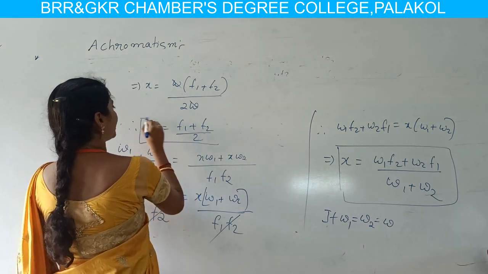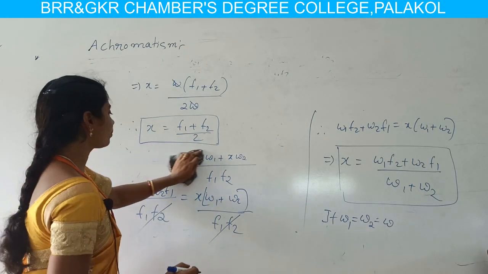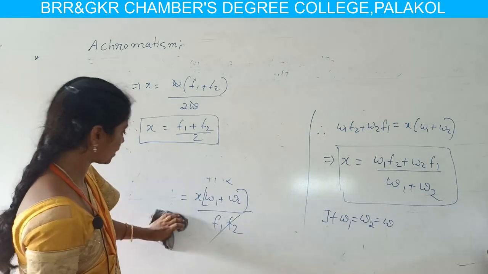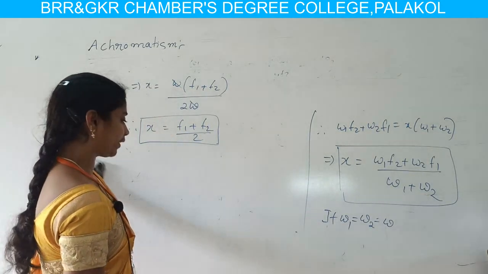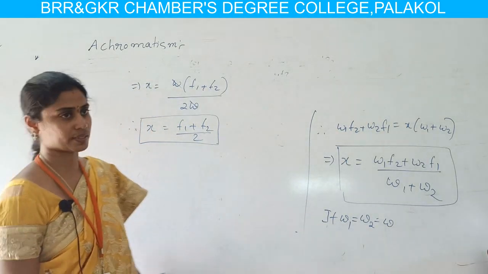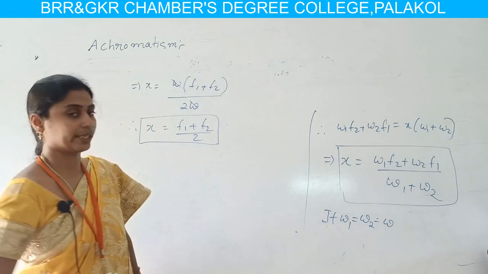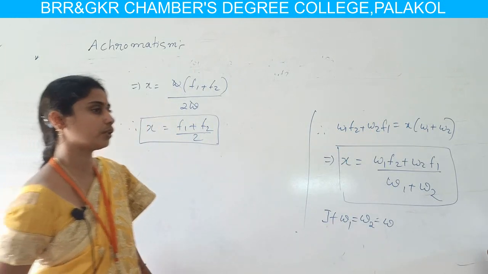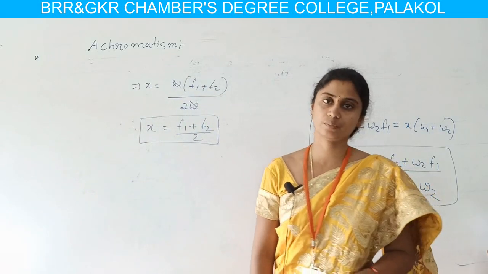So the required condition when the two lenses are made of the same material, meaning their dispersive powers are the same, is that the distance between the two lenses is equivalent to the mean of their focal lengths. Hence we have the condition x is equal to (f1 plus f2) by 2. This is about when the two lenses are separated by a distance in an achromatism condition.